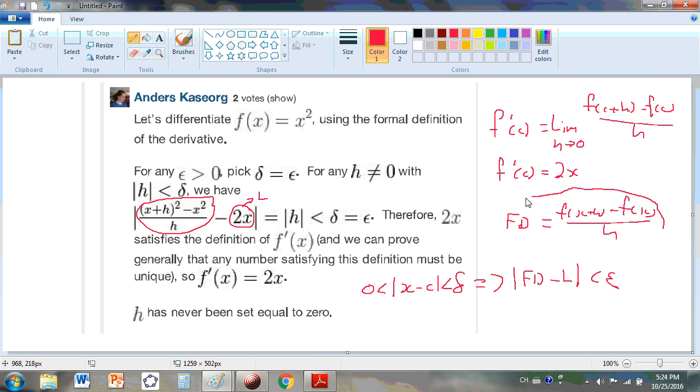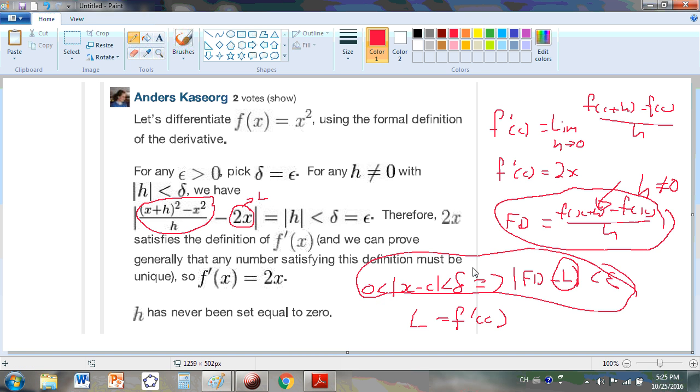But in order to do this at all, to simplify this at all, h must not be 0. But that's where we get the idea of the derivative, isn't it? And of course, L is equal to the derivative at c, since L is part of the definition. See, L is part of the definitions, you morons, you absolute imbeciles.